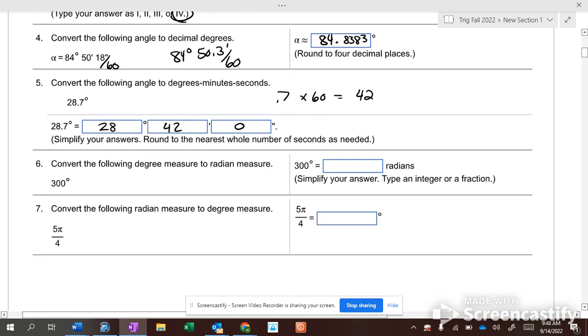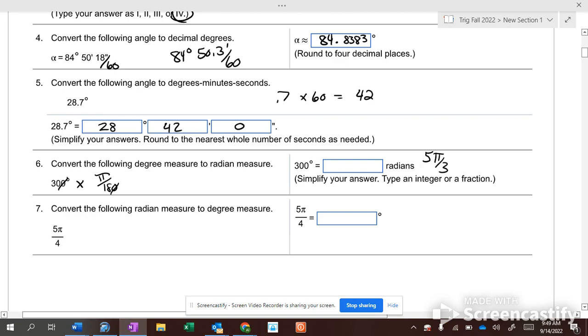All right. 300 degrees to radian measure. To get to radian measure, we multiply by? Well, you could multiply by 2 pi, but I would just multiply by pi over 180. Divide them both by 10. 30 over 18 is the same as, 6 goes into each. So 5 and 3. So 5 pi over 3.